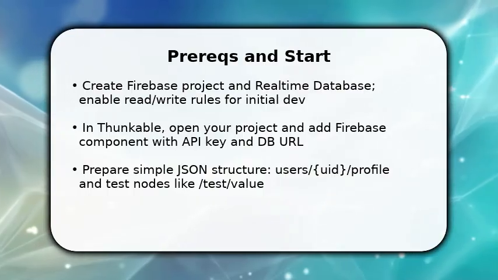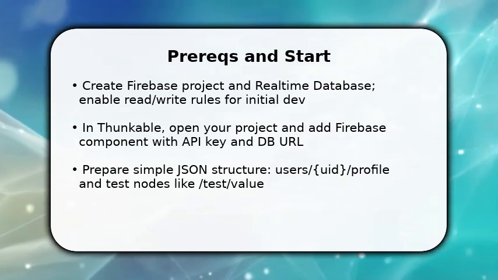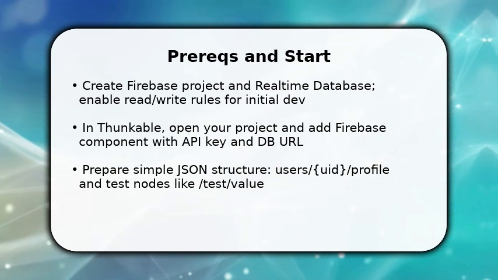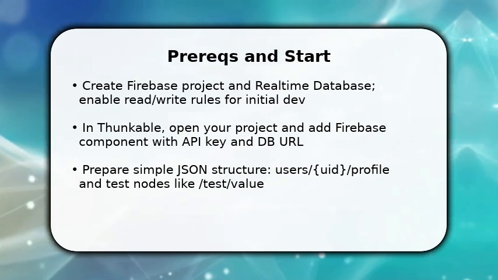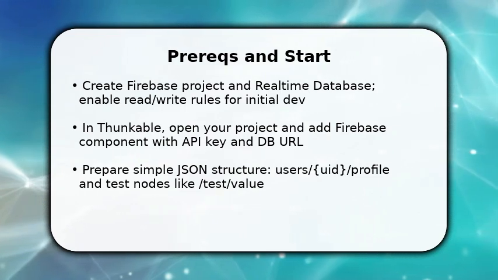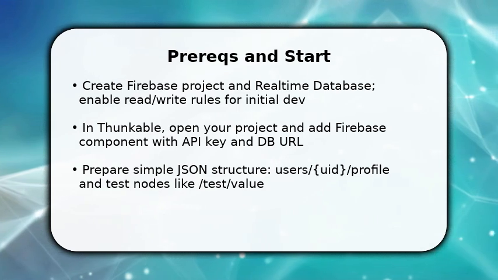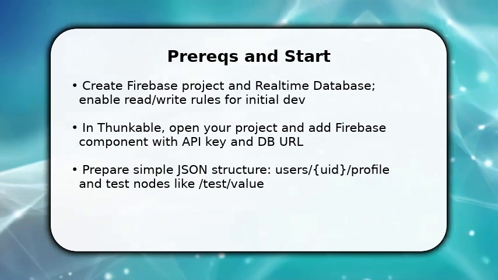You begin by making a Firebase project and enabling a real-time database. Do that first so you have an API key and DB URL you can paste into Thunkable. Once done, add the Firebase component in your Thunkable project and enter the API key, auth domain, and DB URL. This connects the app shell to your backend.